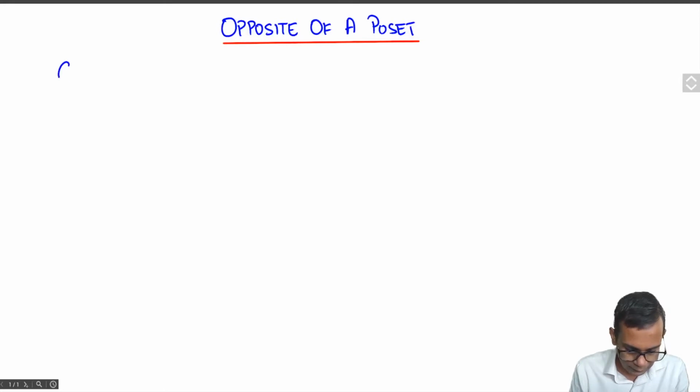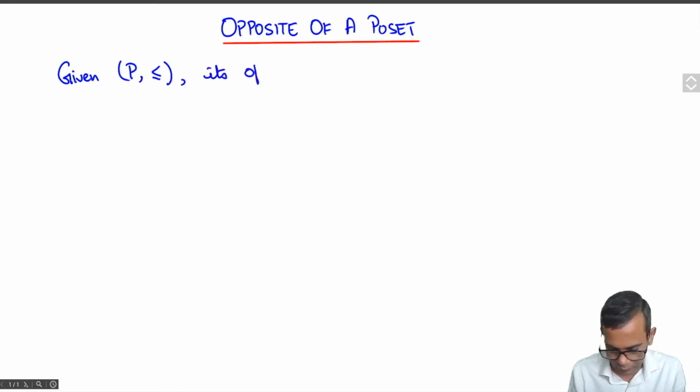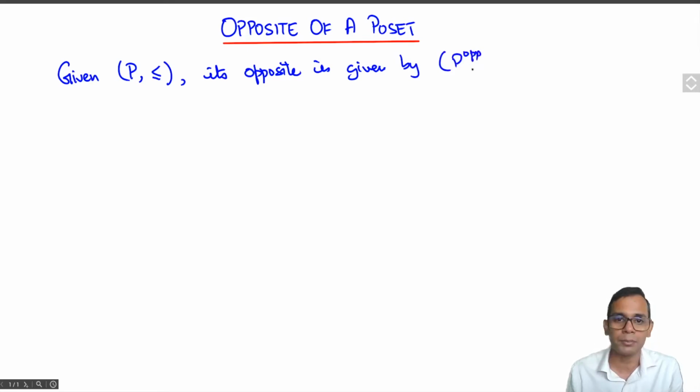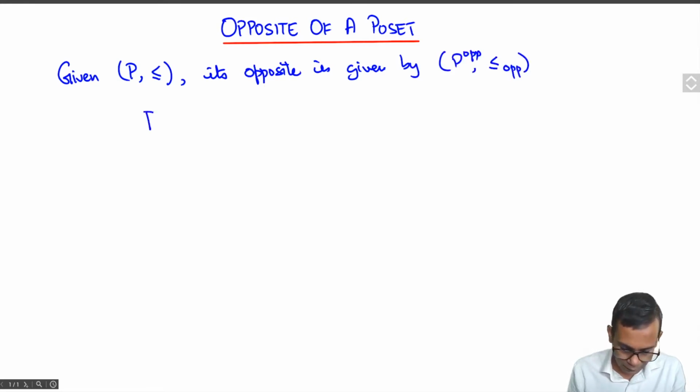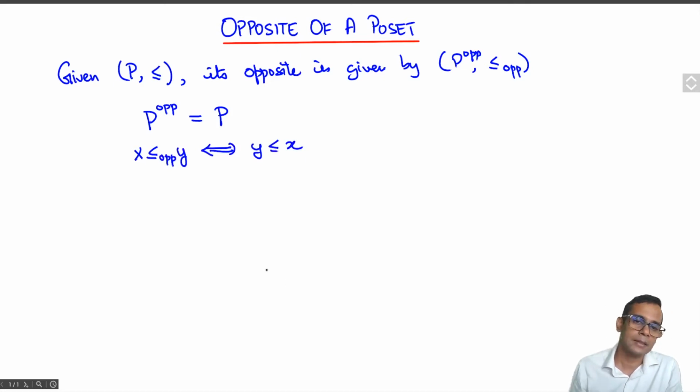Given a poset P with a partial order, its opposite is defined as the set, which we will denote P superscript op, with the partial order less than or equal to subscript op. The underlying set of P op is the same as the underlying set of P, but x is less than or equal to y in P op if and only if y is less than or equal to x in P.